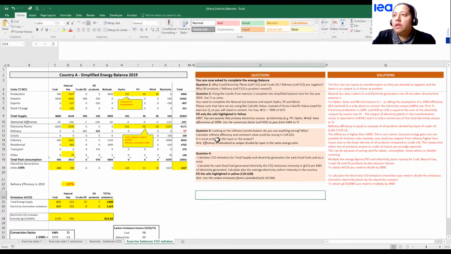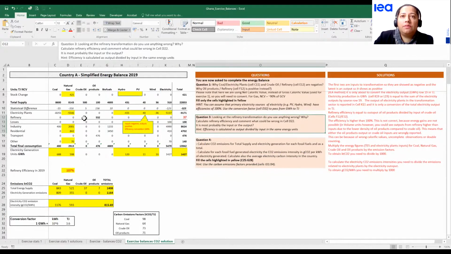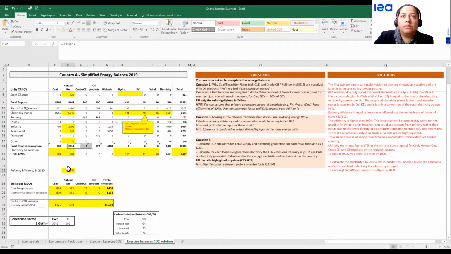Question 3 is, looking at refinery transformation, do you see anything wrong? How do we calculate your refinery efficiency? It's your output divided by your input. You remove the negative sign and you get 107%. So do you see something wrong here? Yes, the efficiency is higher than 100%, and this is suspicious. It's not normal because in energy terms, there should not be energy gains.